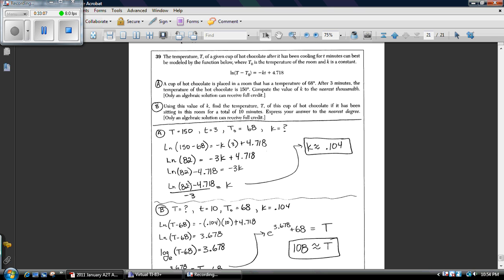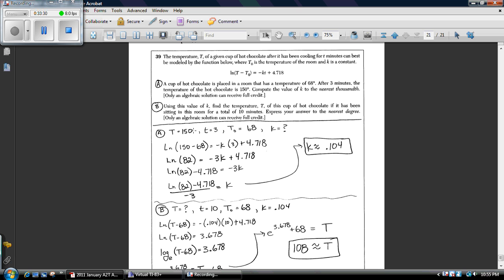Finally, our logarithm question. Okay, this is a natural logarithm. So, the temperature T of a given hot chocolate after it's been cooling for t minutes can best be modeled by the function below, where T0 is the temperature of the room and K is some constant. Okay, so they gave us some formula right here. A cup of hot chocolate is placed in a room that has a temperature of 68.